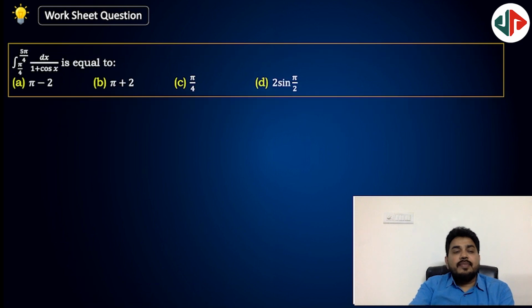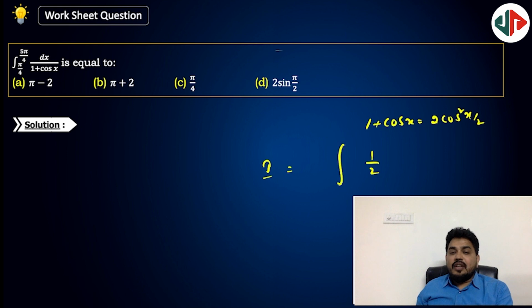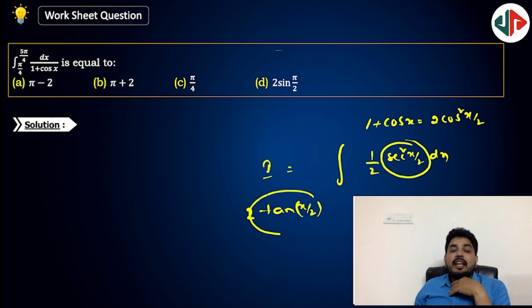Next question is integral from pi by 4 to 5 pi by 4 of dx by 1 plus cos x. So 1 plus cos x is equal to 2 cos square x by 2. So it is 1 by 2. When you write I is equal to integral 1 by 2 secant square x by 2 dx. Integral secant square x by 2 is tan x by 2, into 2. So this 2 will be cancelled. Tan x by 2, from pi by 4 to 5 pi by 4.